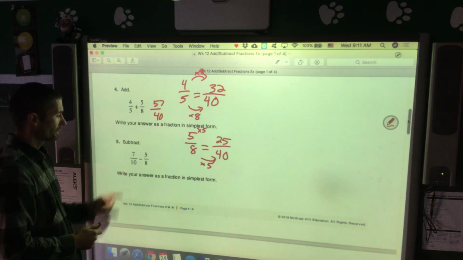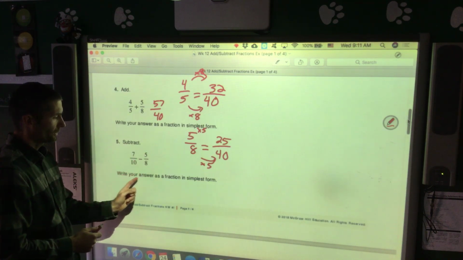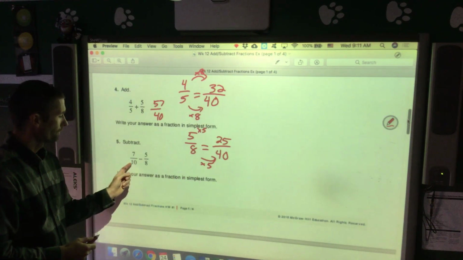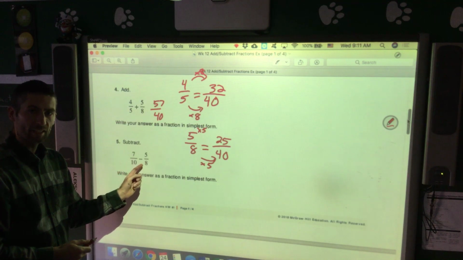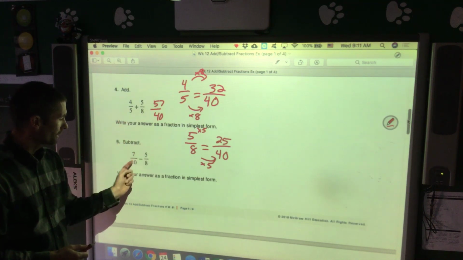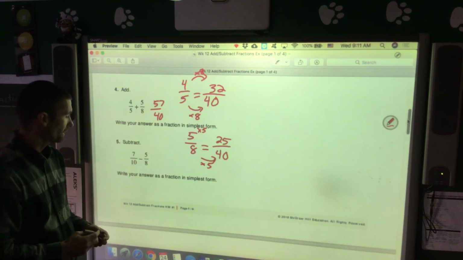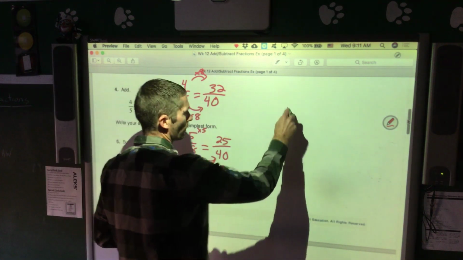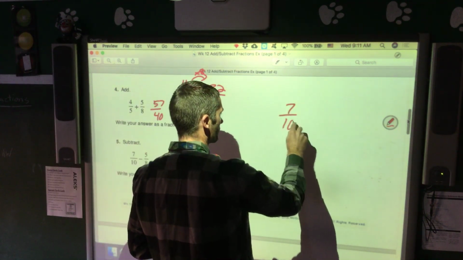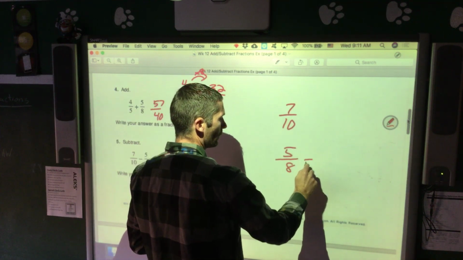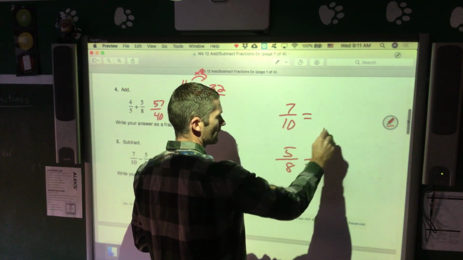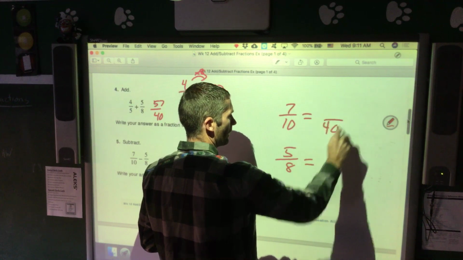Okay, subtract 7/10 minus 5/8. Write your answer as a fraction in simplest form. Again, the quickest common denominator would be 8 times 10, which is 80. But we already found earlier that for 10 and 8, 40 is a common denominator. So let's use 40 this time. We could use 80, but we know we'll have to simplify that. We might have to simplify this, but we don't know that yet.